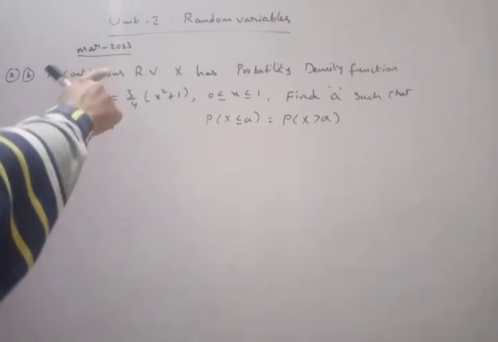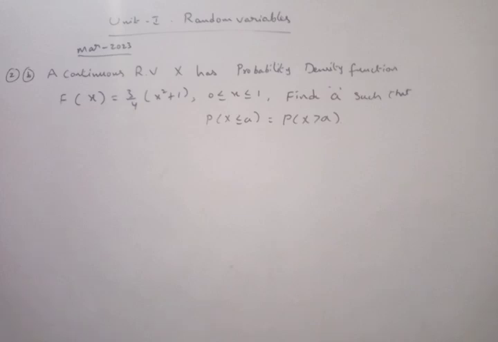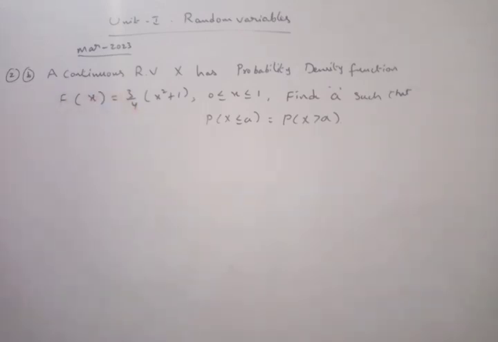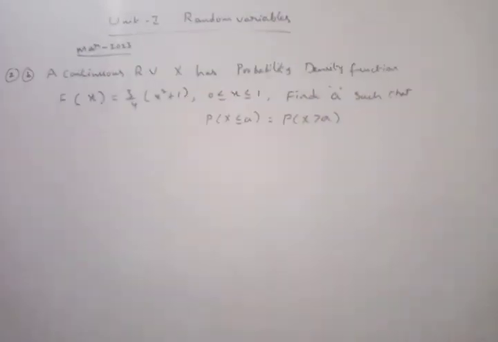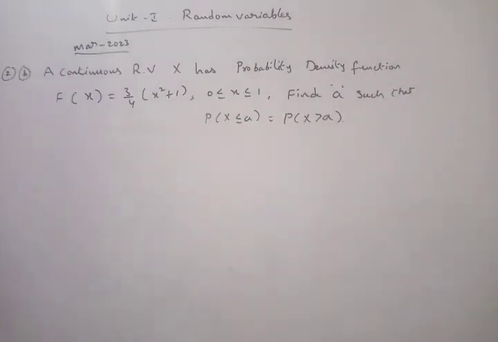See the question in March 2023. He gave the problem: a continuous random variable capital X has probability density function f of x is equal to 3 by 4 (x square plus 1), where 0 is less than or equal to x, less than or equal to 1. What we have to find here is a such that P of X is less than or equal to a, that is equal to P of X greater than a. So we have to find the value of a here.